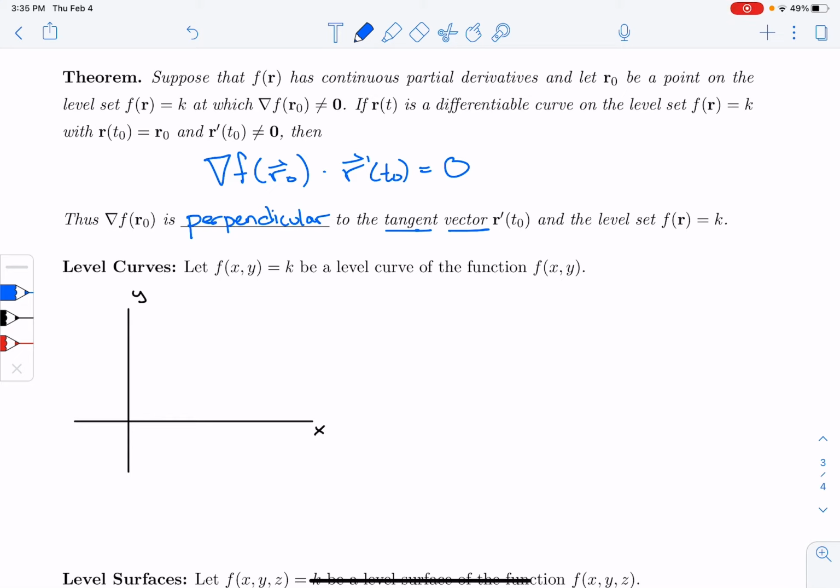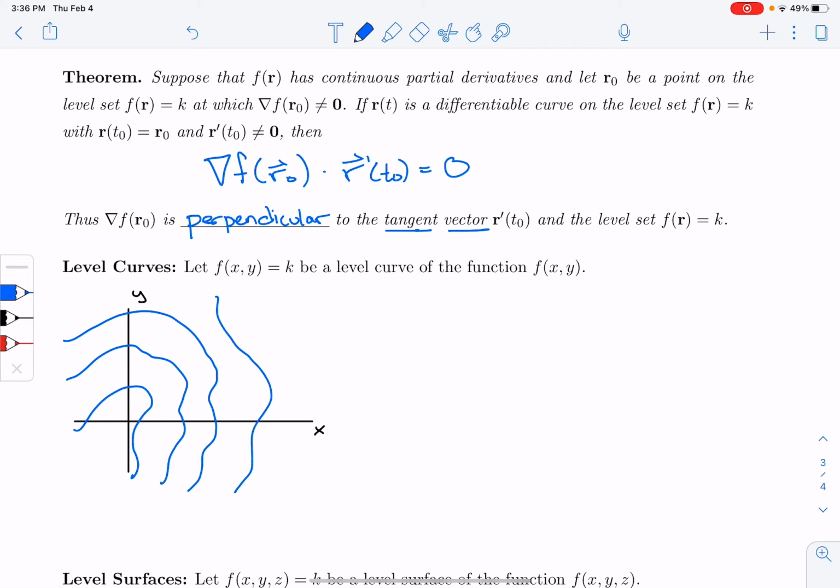Now, this is best illustrated by looking at some pictures in 2 and 3 dimensions. So what I'm going to do is draw some level curves. I'm going to let f of x, y equal k be a level curve of the function. So I'm going to draw some level curves here. Along these blue curves, we're going to get that the function is constant.